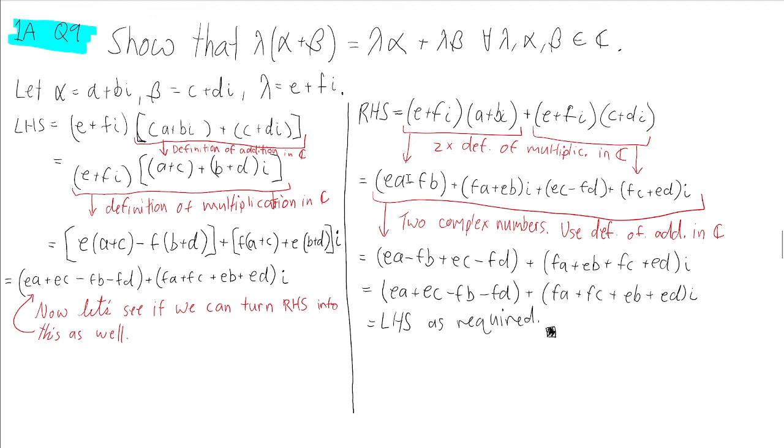Once you do that, you get two complex numbers, which you can add. So we add them and rearrange the terms until it becomes the same as what the left-hand side was. And then you could say it equals the left-hand side as required, and that proves it. So that's the proof of question 9. I will see you in the next one.